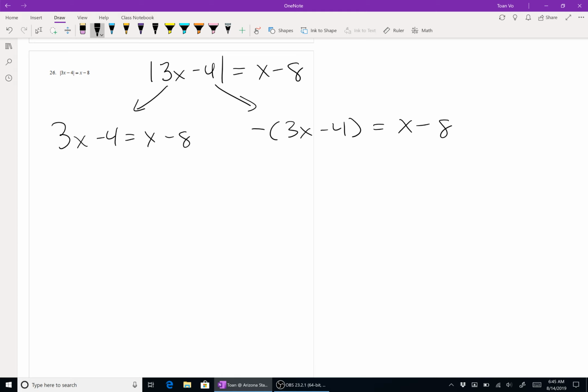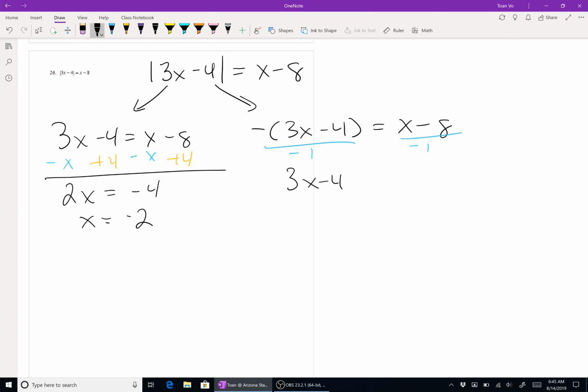So for the left equation, let's do two steps at once. Let's minus the x, add the 4. 2x equals negative 4, x equals negative 2. For the right equation, let's divide out the negative 1 first. 3x minus 4 equals negative x plus 8. And it's going to be the same steps as before. Adding x to both sides.